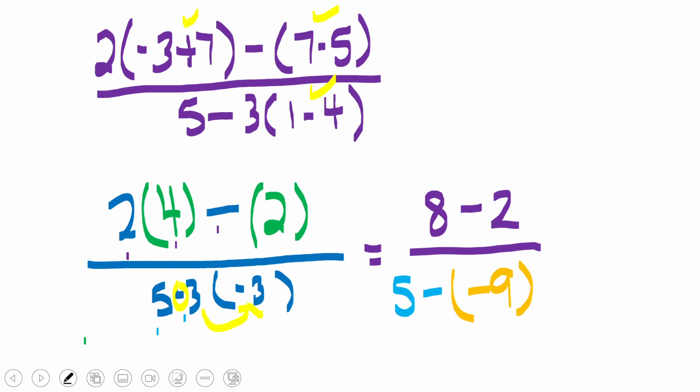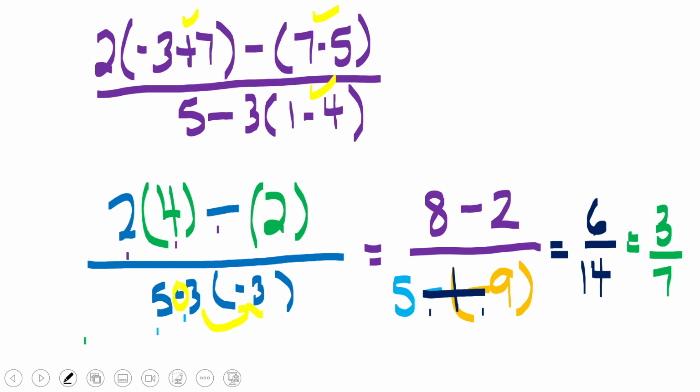Okay, to solve this, we're going to say 8 minus 2 is 6. 5 minus a negative 9, minus a minus becomes a plus. And that's 5 plus 9 is 14. This simplifies or reduces. So we could have 2 that goes into 6 3 times. 2 goes into 14 7 times. Our final answer is 3/7.